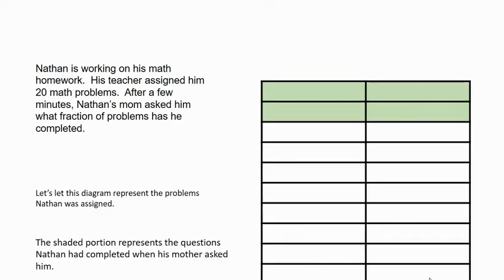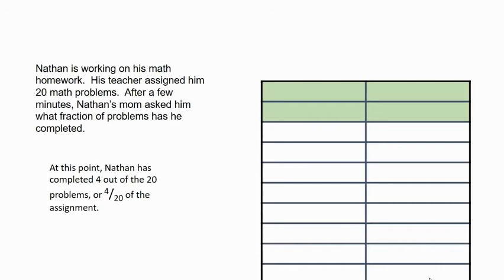Nathan is working on his math homework. His teacher assigned him 20 math problems. After a few minutes, Nathan's mom asked him, what fraction of problems has he completed? Let's let the diagram represent the problems Nathan was assigned. The shaded portion represents the questions Nathan had completed when his mother asked him. At this point, Nathan has completed 4 out of the 20 problems, or 4/20 of the assignment.